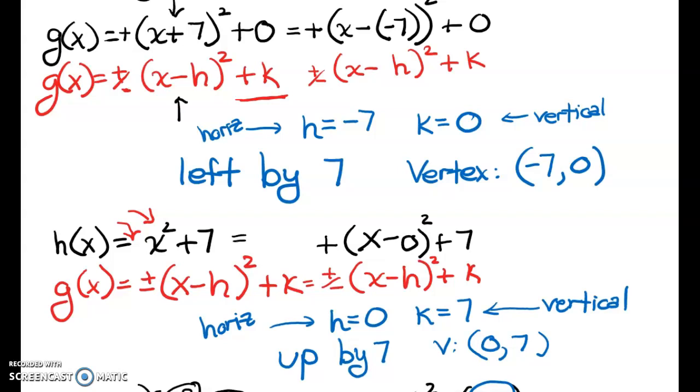If an H or a K is 0, that means there is no shift, okay? If it has a value and it's negative, it means it's being either moved left or down. If it's positive, it means it's either being moved right or up. And then you should be taking that H and K value, making a coordinate out of it, and that's your vertex.